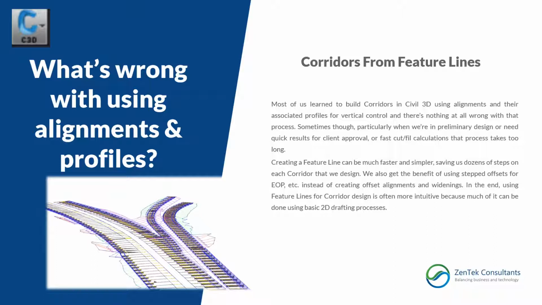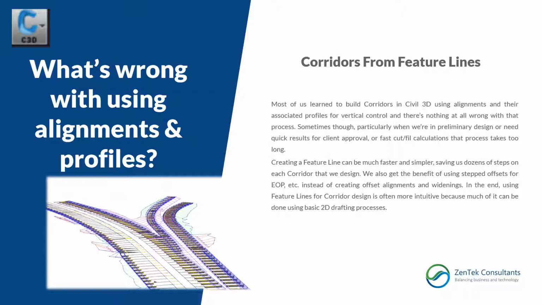So most of us learned and began our process of working with corridors in Civil 3D using alignments and their associated profile. We cut the alignments to get the plan view, maybe do some widenings or offset alignments, and then we go to the profile and handle vertical control of the center lines. That's a pretty typical process, and it works just fine.